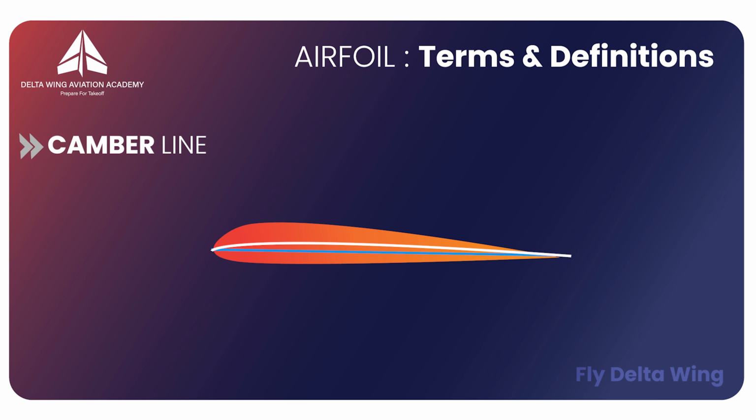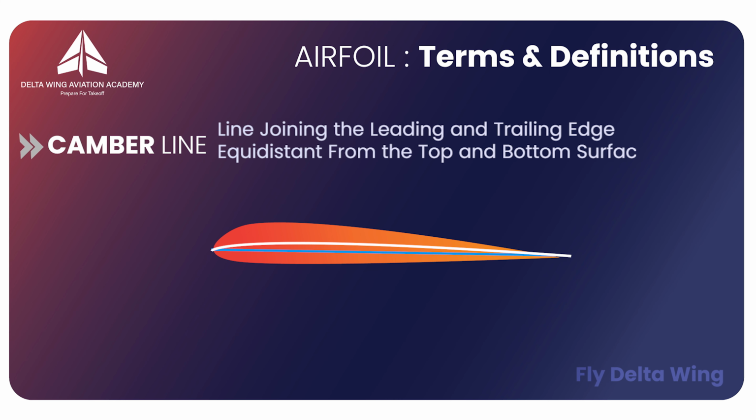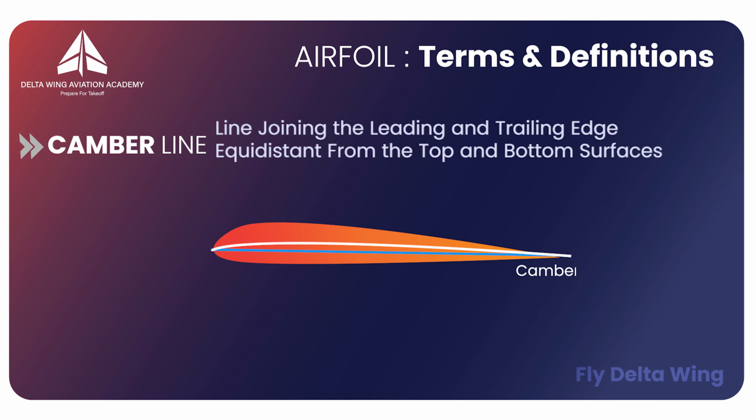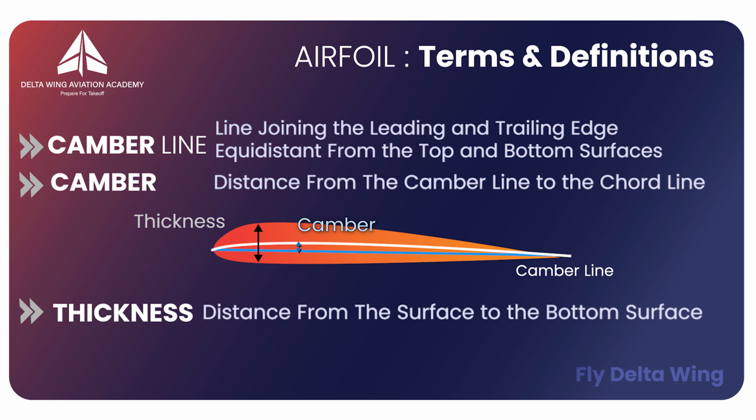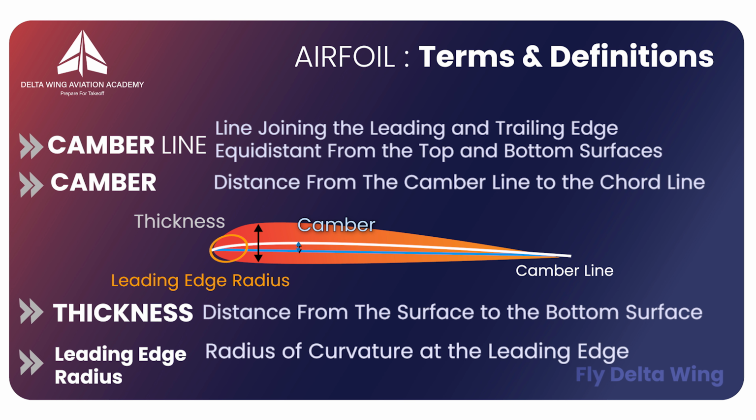Camber line, a line joining the leading and trailing edge of an airfoil and equidistant from the top and bottom surfaces. Camber, distance from the camber line to the chord line. Thickness, distance from the top surface to the bottom surface. Leading edge radius, the radius of curvature at the leading edge.